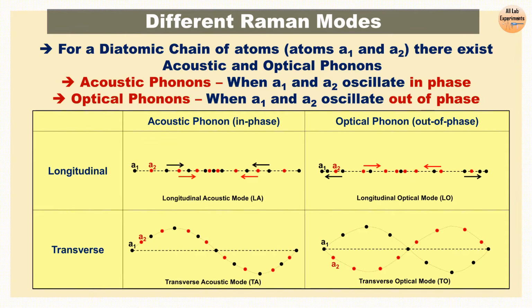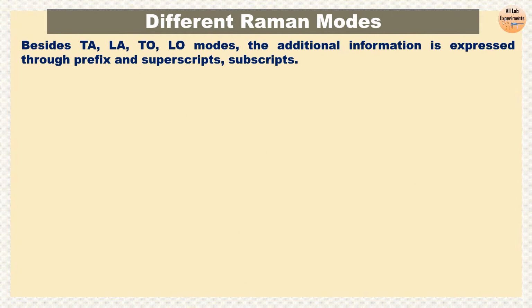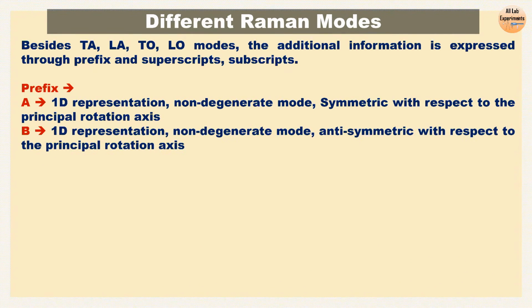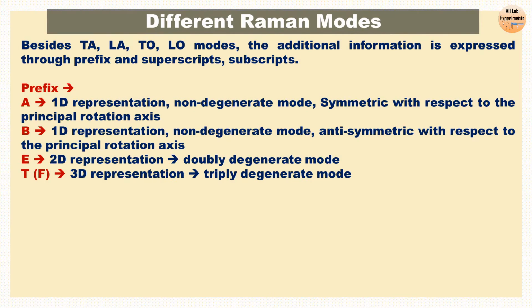Besides these TA, LA, TO and LO modes, there is additional information attached as a prefix and suffix with each mode. If some letters A, B, E, T or F are written in the prefix, they have specific meanings for these modes: whether they are one dimensional, two dimensional or three dimensional, singly degenerate, doubly degenerate or triply degenerate. So these terms as a prefix give more information about these modes.